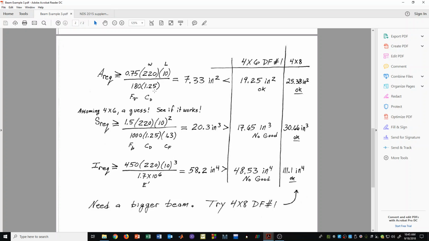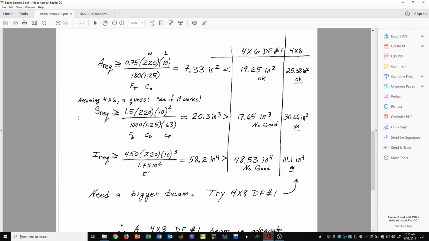Since this is a roof live load, our duration factor is 1.25. Doing this calculation, we get a required area of 7.33 square inches. Next, if we assume that we are using a 4x6, which is simply a guess, however this guess is made by looking at, honestly, the problem we did in a prior video, we can see if indeed the 4x6 works.